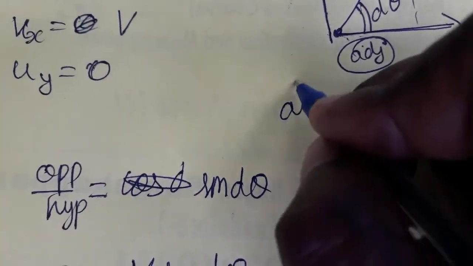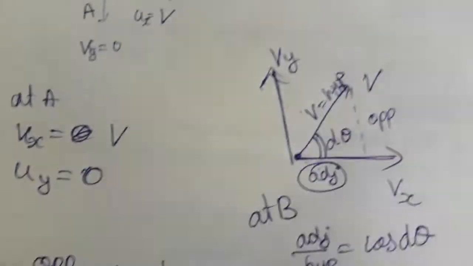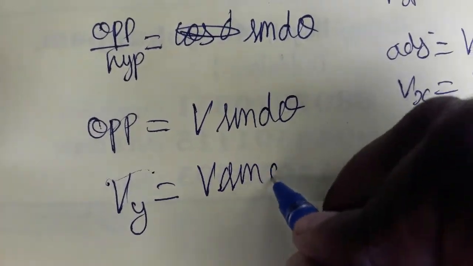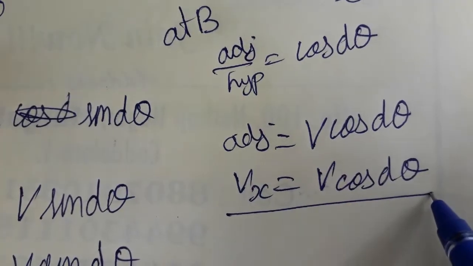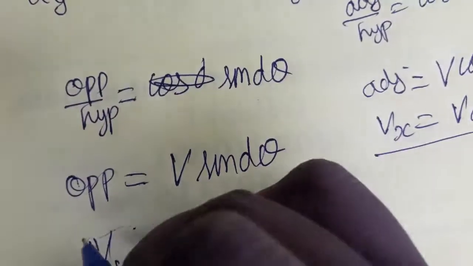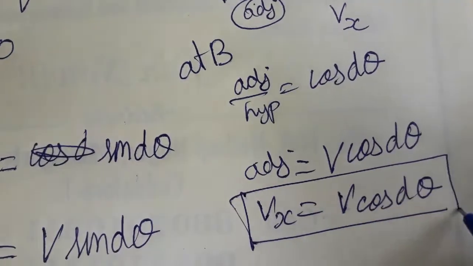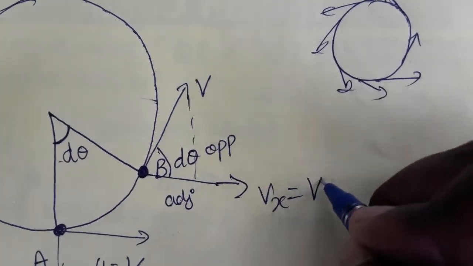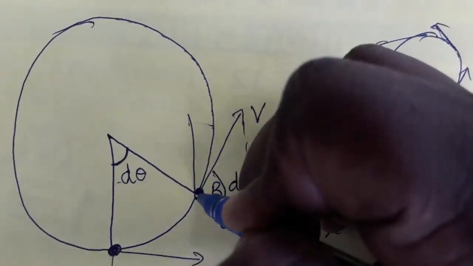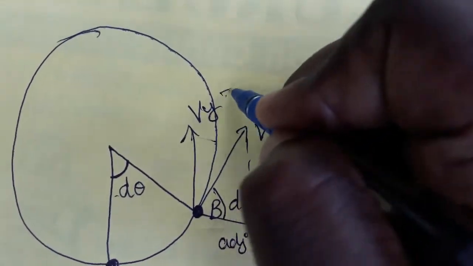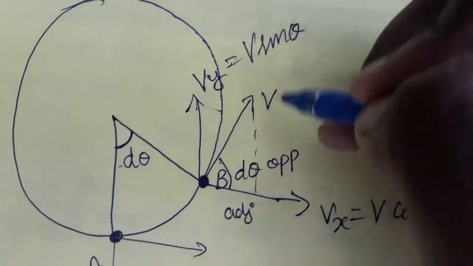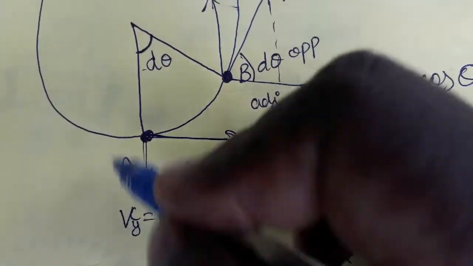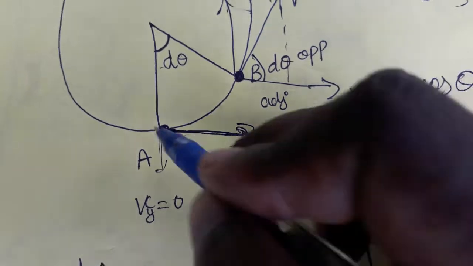At point B, the final velocity in the y axis will be v sin d theta, and the final velocity in the x axis will be v cos d theta. So we have two equations: the final velocity in the y axis and the final velocity in the x axis. At point B, velocity in the x axis is v cos theta, and velocity in the y axis, that means upwards, is v sin theta. Initial velocity in the x axis is v, and in the y axis it is 0, like a tangential line perpendicular to this line.